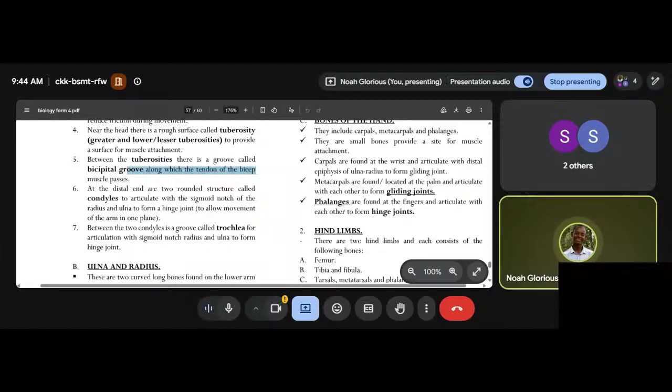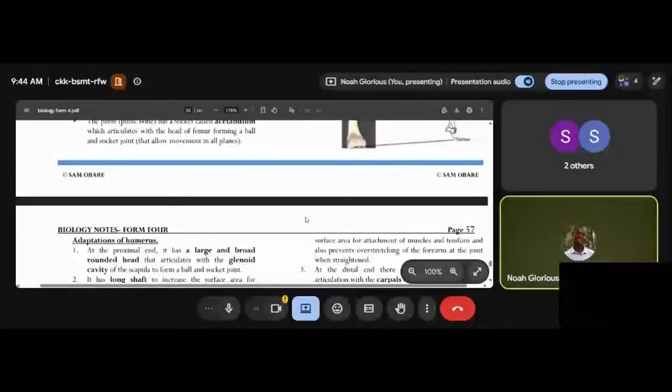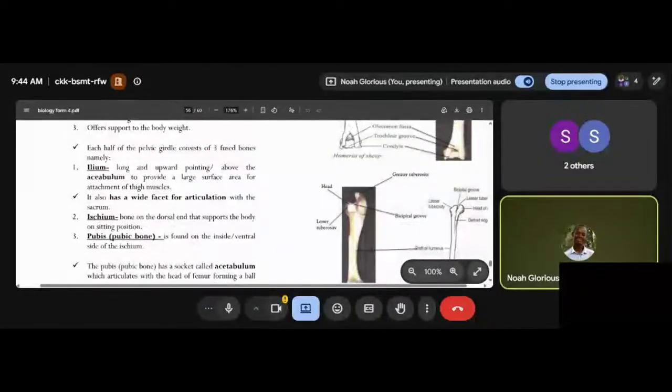And almost finally, we have what we call the condyles. Condyles are almost like a process, ni kama vitu ambazo zimefura, like projections. Yes, they articulate with the sigmoid notch. We already said about the sigmoid notch pale juu for the articulation or for the movement of the radius and the ulna. Let me just move a bit here.